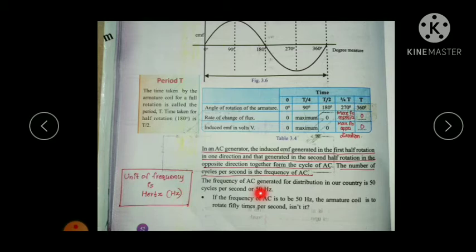If the frequency of a generator is 50 Hertz, then it means that the armature rotates 50 times in 1 second, or the armature completes 50 full cycles in 1 second. If the frequency of AC is to be 50 Hz, the armature coil has to rotate 50 times per second, isn't it? Yes.